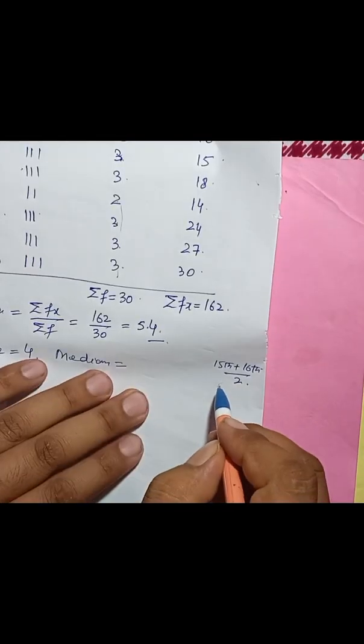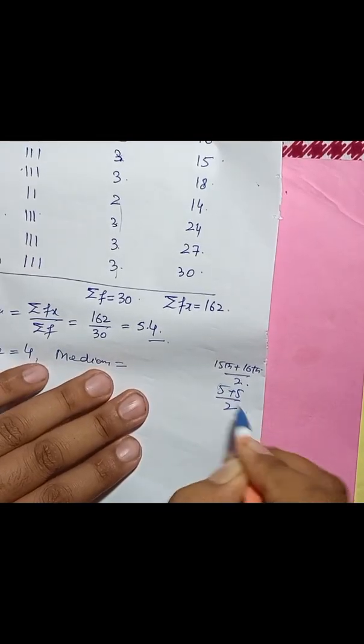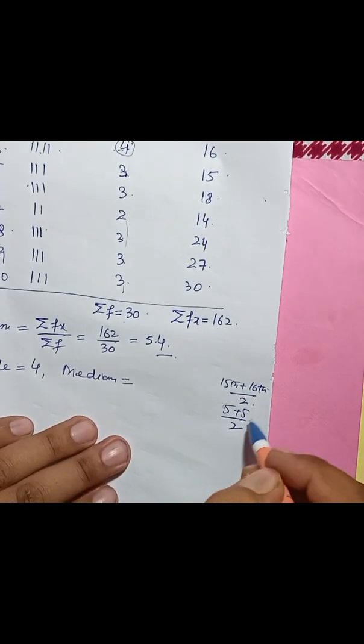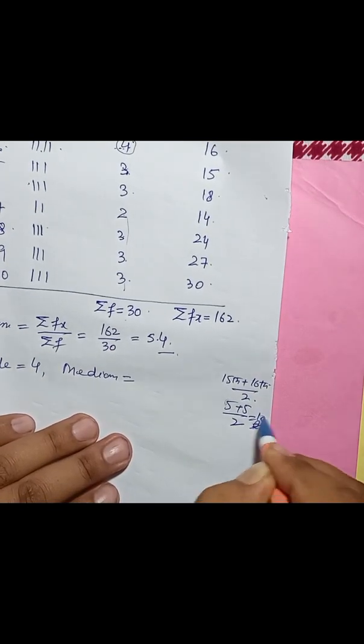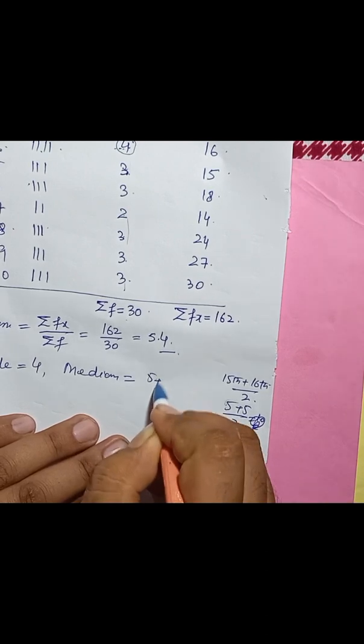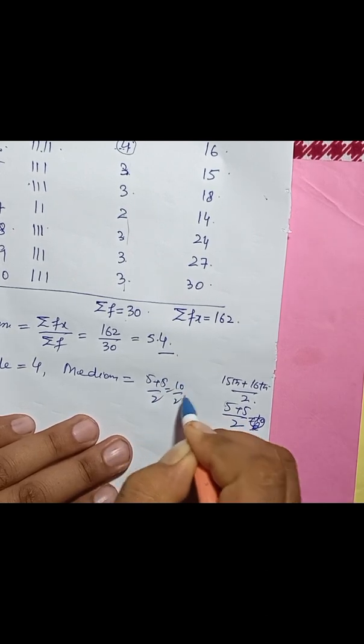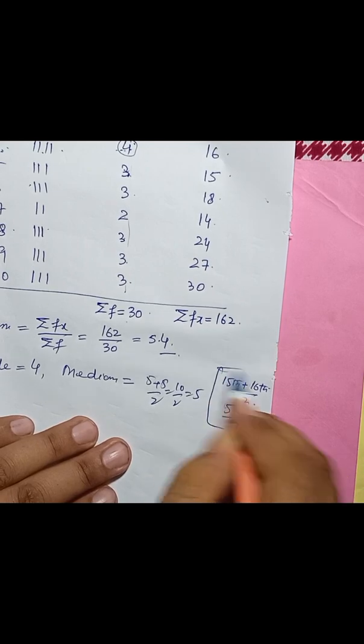So the median will be 5 plus 5 divided by 2. Since this is an even number of frequencies, I will write 5 plus 5 by 2, 10 by 2, that is 5. This is the answer of the question.